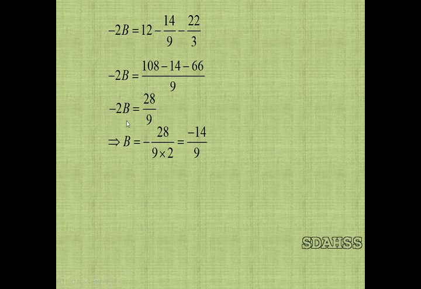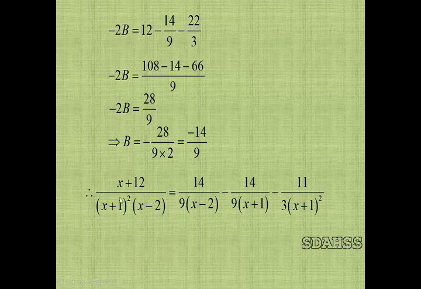So you bring minus 2 to the other side, so it comes under the division. So this becomes b is equal to minus 28 divided by 9 into 2. Now cancel the numerator and denominator by 2, so you have minus 14 by 9. b is equal to minus 14 by 9. Now we got all the values. Substitute all the values. So the equation becomes x plus 12 divided by x plus 1 whole square into x minus 2 is equal to 14 by 9 into x minus 2 minus 14 by 9 into x plus 1 minus 11 by 3 into x plus 1 whole square.